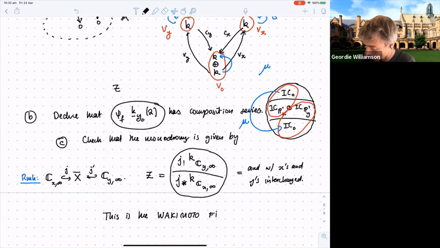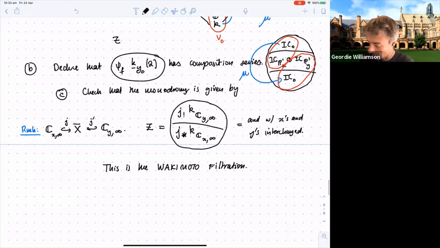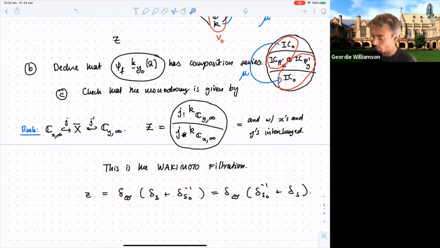Filtration. And if you think that something like these correspond to standard objects and stars correspond to co-standard objects, then this is reflected in the fact that we've seen this central element, this central guy, has an expression as delta S plus delta S zero inverse. And so one of these expressions corresponds to this filtration and one of these expressions corresponds to this expression.